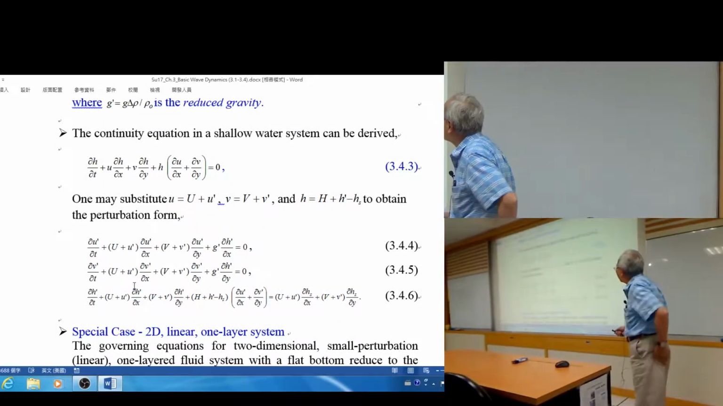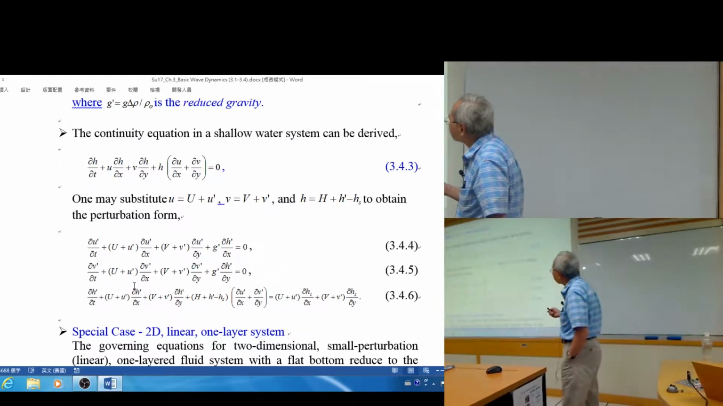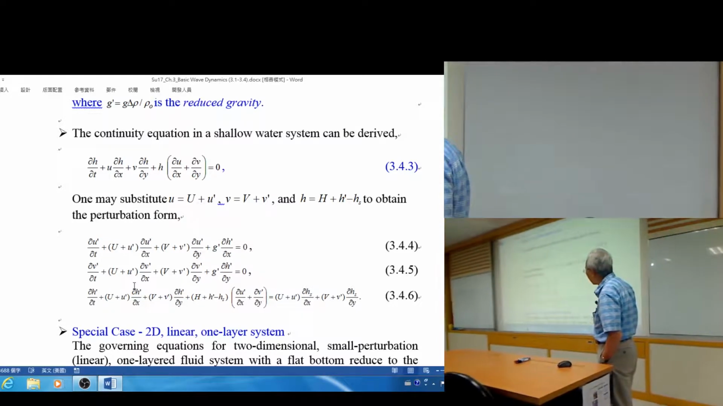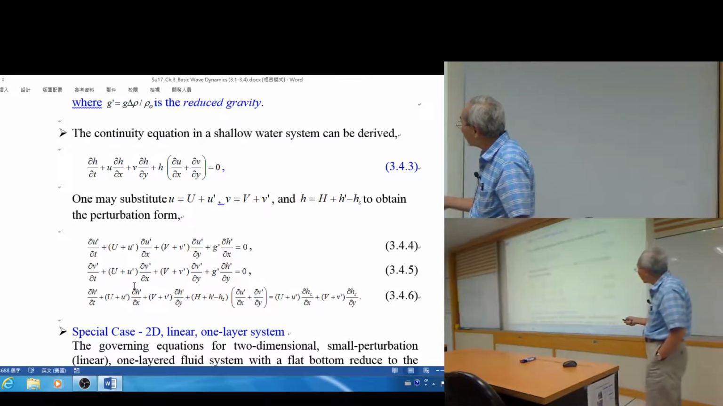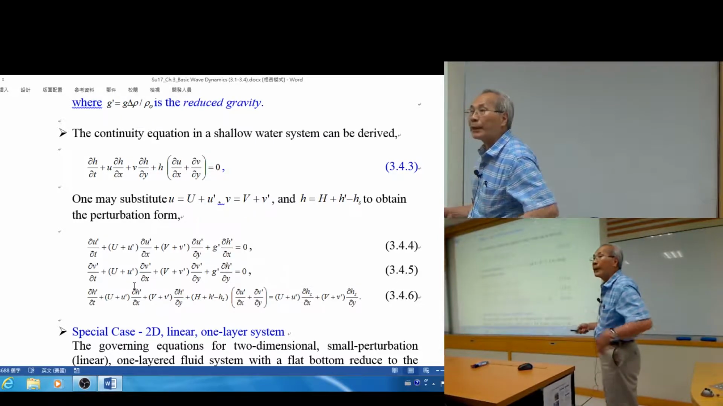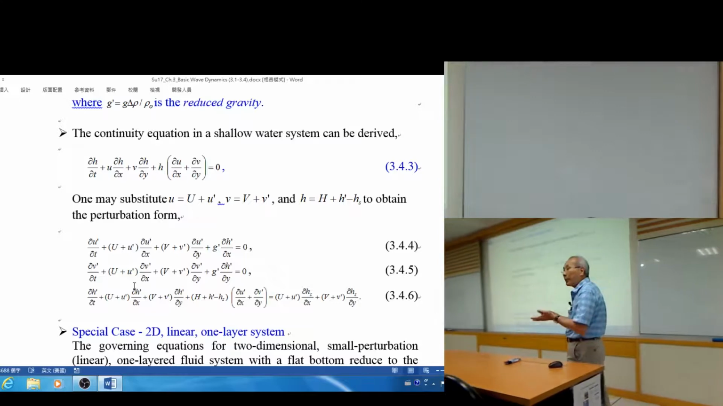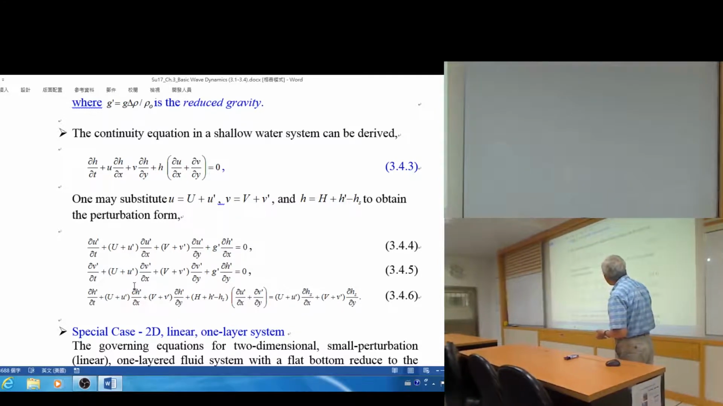Okay, so yesterday we discussed, not derived, what is called the perturbation form of the equations, because it's not linear. This is a nonlinear term, and this term can be ignored if we consider small amplitude. That means linear. So then we can ignore that.